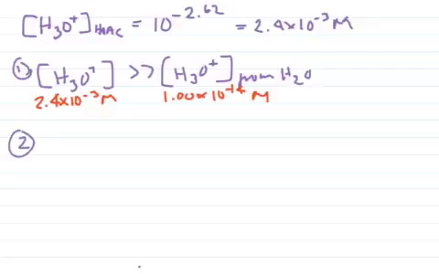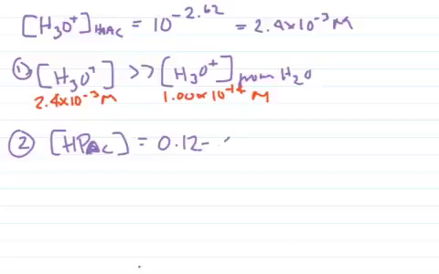Our second, we're stating again our HPAC, which is equal to 0.12 minus X, is going to be somewhat equal to 0.12. And we're going to double check these assumptions again. And this should be molar. So now that we have constituted everything, let's plug it into the Ka.